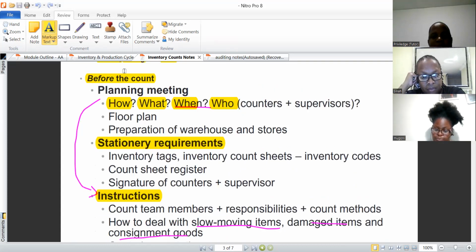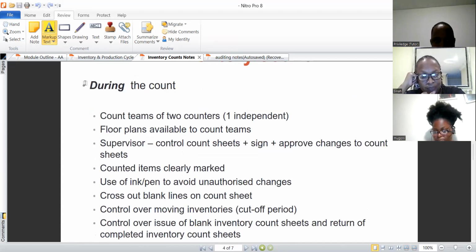So even before the count, in as much as the meeting is taking place, one of the other things that happens during that planning meeting is instructions of how the count is to be performed, who will be responsible for what, and how they are going to be performing the count. In other words, the count method will also be discussed during that planning meeting. And observe, these 3 distinct things are happening before the actual inventory count is performed. Then once we have established the planning meeting, established the stationery requirements, and given instructions to the count teams, the next important thing is to go about conducting the actual count.